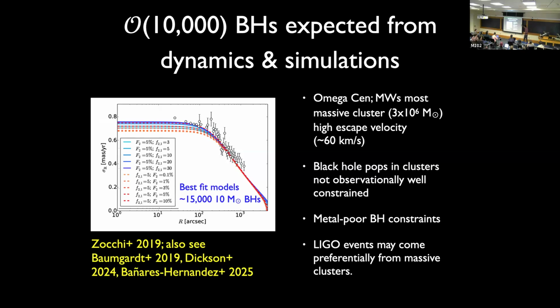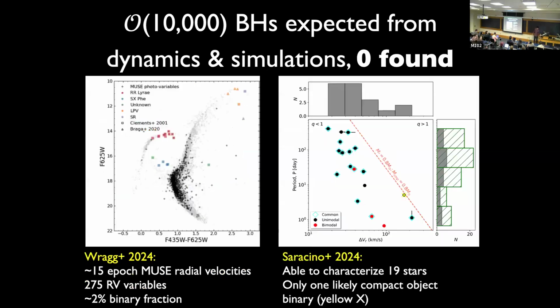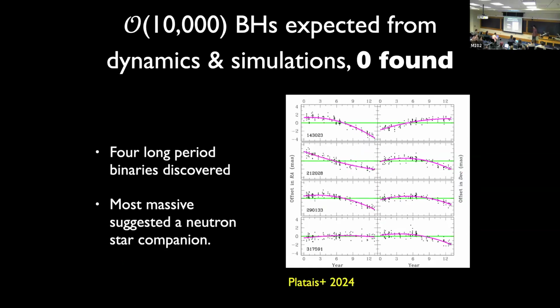Omega Cen is our most massive cluster. It has a high escape velocity. It should retain a lot of its black holes, but we have so far found none. There have been searches for binaries where we'd expect stars to pair up with black holes, and so far no radial velocity binaries have been found. Some astrometric binaries have also been found, and so far zero black holes out of an expected population of 10,000.